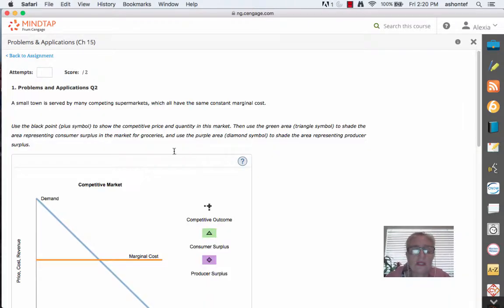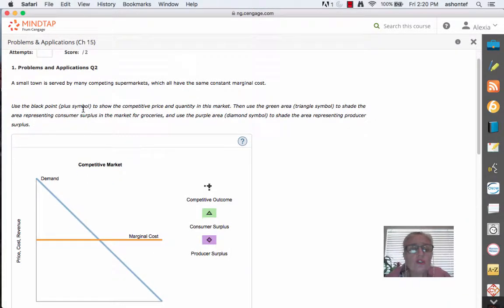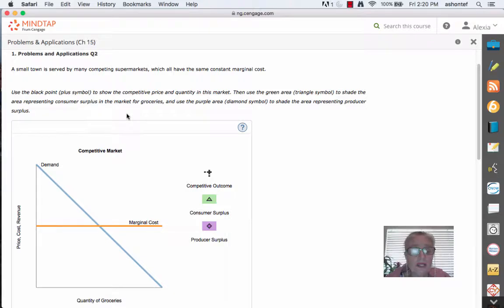Pull it up. So here we go. You're told that this is a small town. They're served by many competing supermarkets which all have the same constant marginal costs. So this picture right here is actually competition. Keep that in mind in this picture. This is a competitive industry.